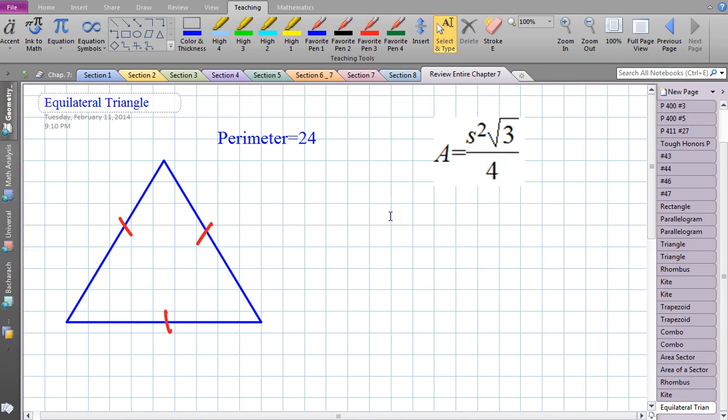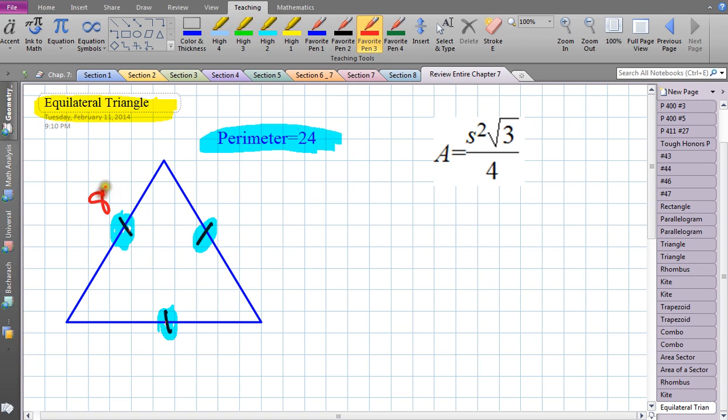Okay, my people, we're going to take a look at finding the area of an equilateral triangle. We have some tick marks representing an equilateral triangle. We have a little clue that the perimeter of the triangle is 24. Hopefully you realize 24 divided by 3 is 8, so each side is 8.